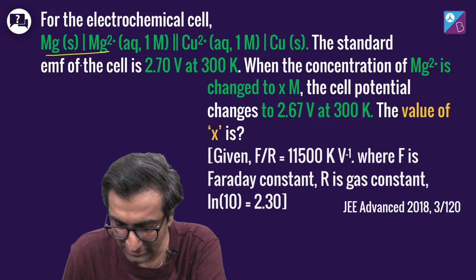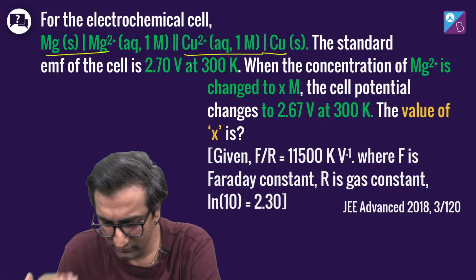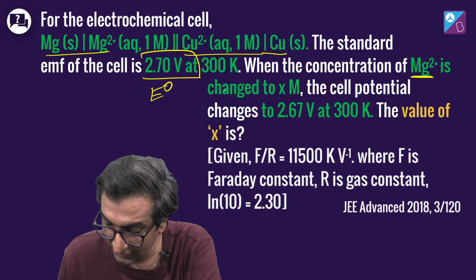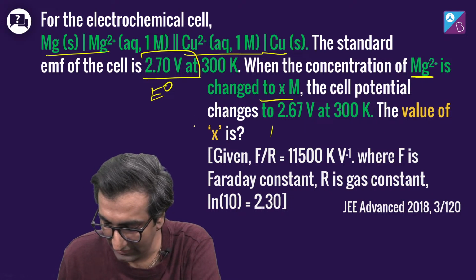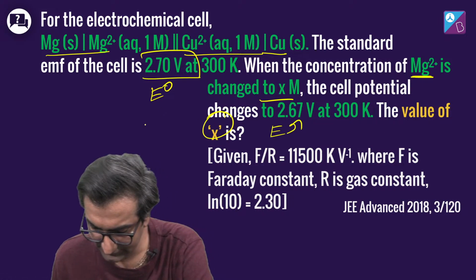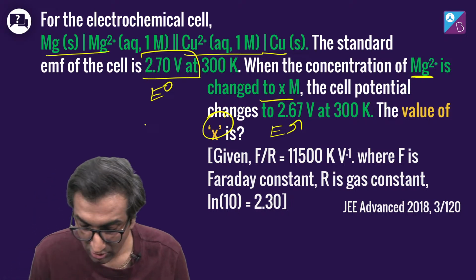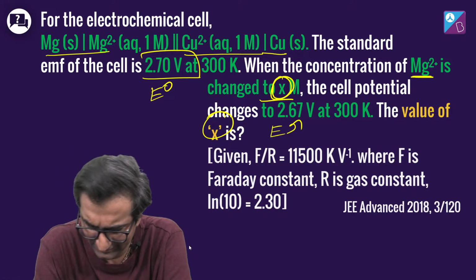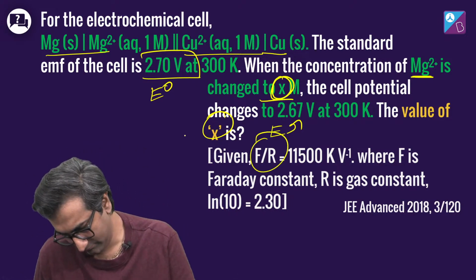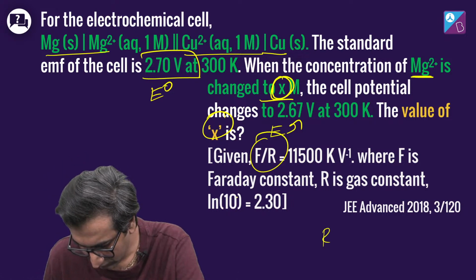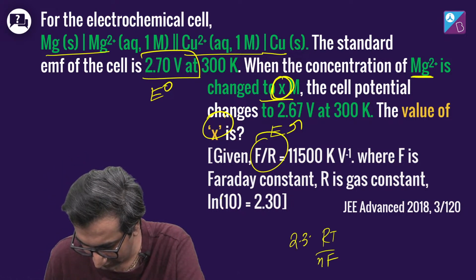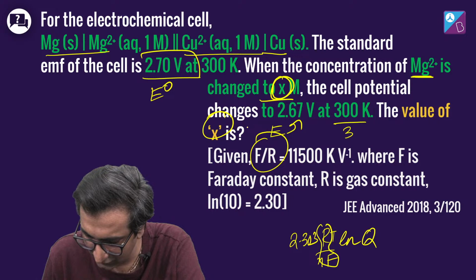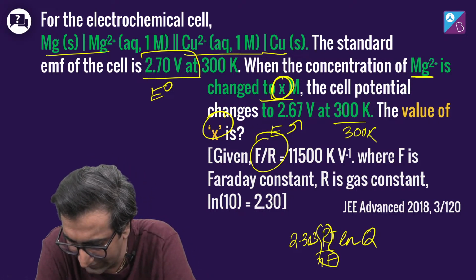For the electrochemical cell, magnesium giving magnesium 2 plus and copper 2 plus reacting. E naught value is given. This is E naught. Then I'm changing the concentration to something else. Then E is this value. What is the value of X? What was X here? Okay, the concentration was changed, from 1 to X. They're asking you the value of X. And they've been nice enough to give you F by R value directly. Why do I need F by R? Because see, you had what? RT by NF 2.303 ln Q. So they're giving you this constant. Okay, temperature is also given as 300 Kelvin. I think we can calculate this. We can do this, right? You want to try this out?